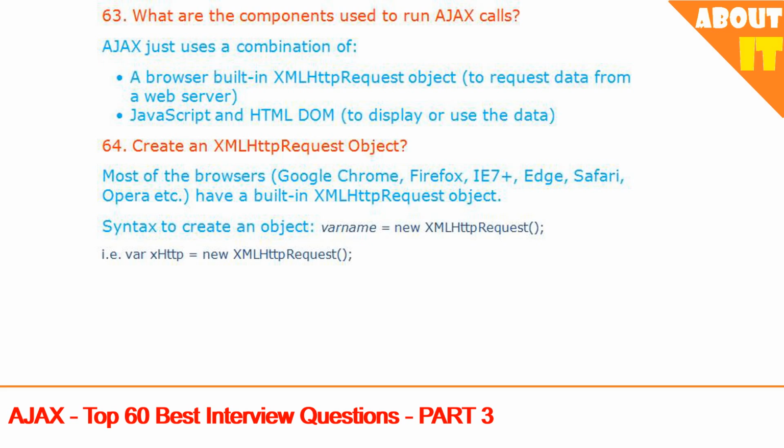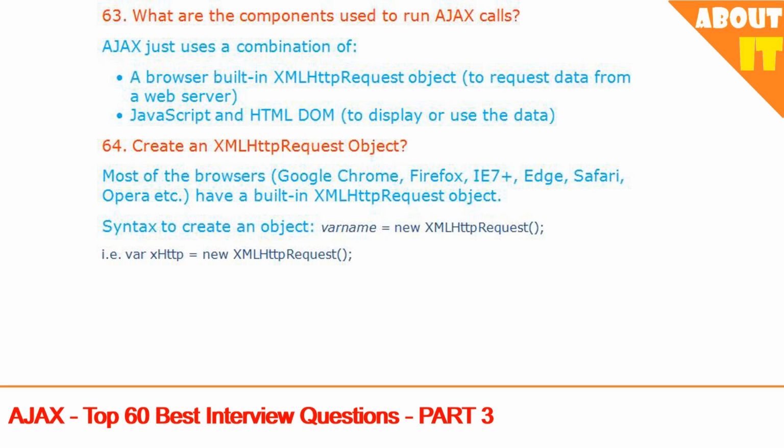63. What are the components used to run Ajax calls? Ajax just uses a combination of a browser built-in XMLHttpRequest object, to request data from a web server, and JavaScript and HTML DOM, to display or use the data.